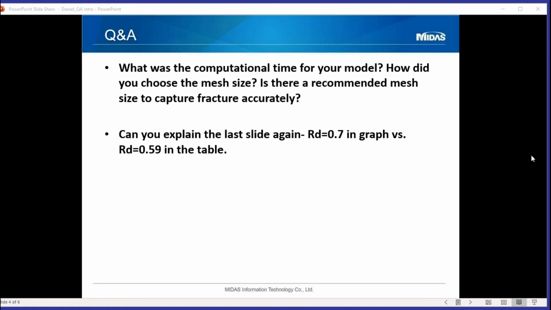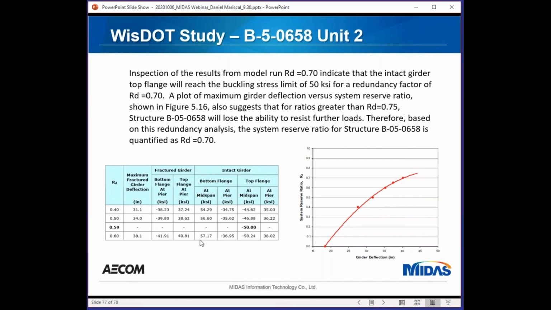The last slide is... I'm going to show my PowerPoint again. So this is just a summary of our findings. RD is the ratio between the pristine structure's load rating factor and the fractured structure's load rating factor.